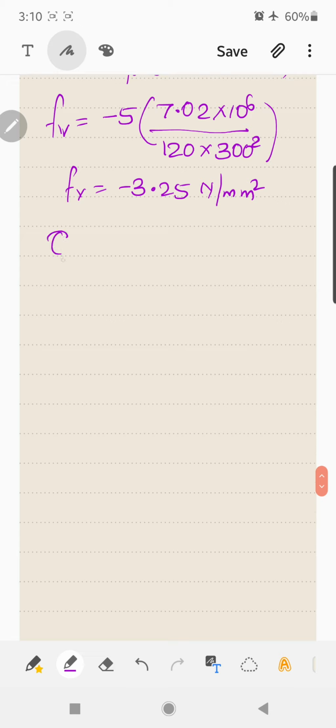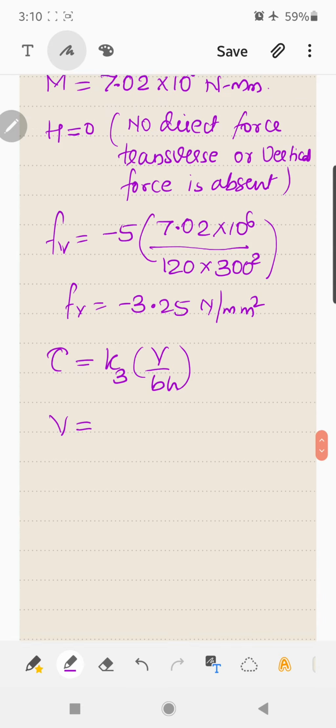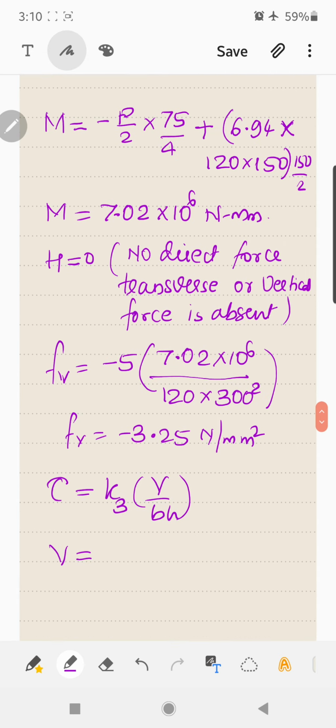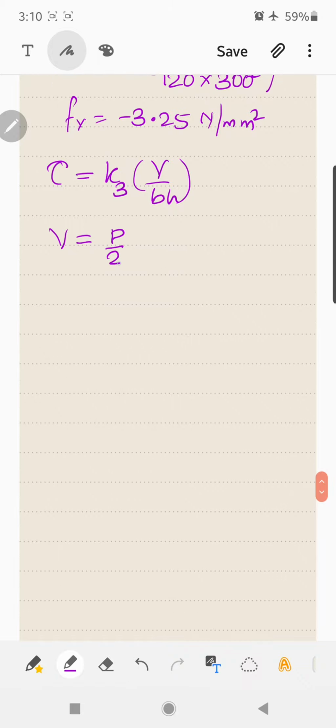Now calculate the shear stress tau v. The tau formula given by Magnel is tau is equal to K3 into V by BH, where V is the shear force. You have calculated the moment, now calculate the force. The moment value is minus P by 2 into 75 by 4. The shear force is P by 2 minus 6.94 into 120 by 150. So this is the shear force. Substituting P, we will get it as 80 Newton. V is equal to 80 Newton.